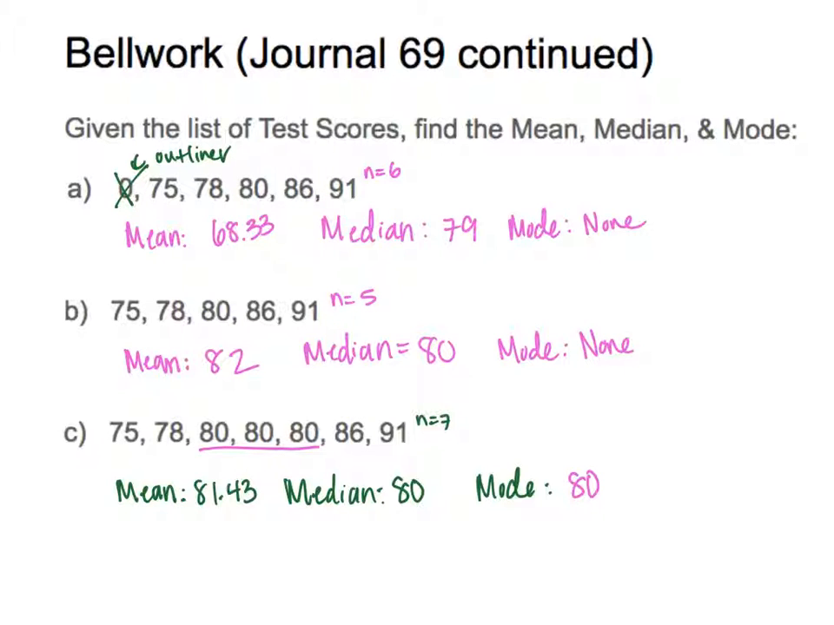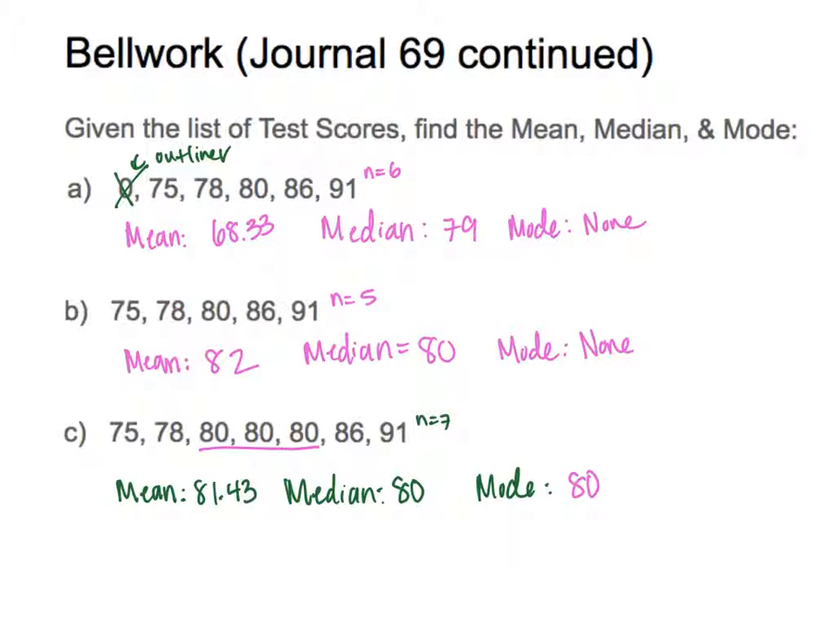So a better choice here is probably the median. Whereas for part B, we threw out the outlier, so it's not affecting the mean anymore, so the mean's probably a fine one to use here to represent the data.